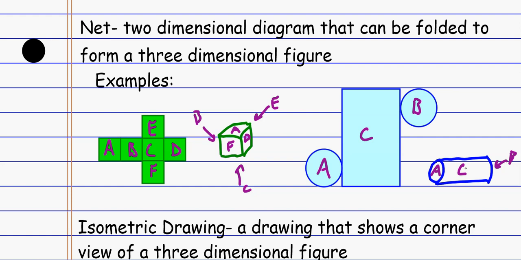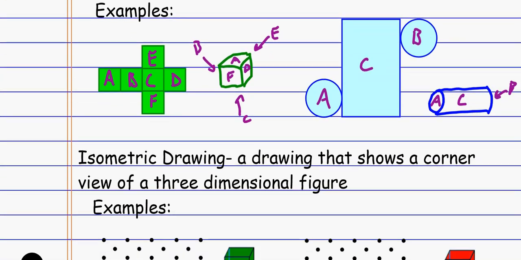If I took a three-dimensional shape, I cut it open and spread it out flat on a piece of paper, that's what a net is. And can we take that net and reconstruct it back into the three-dimensional shape? It's visualization. Okay. It takes a little bit of imagination.